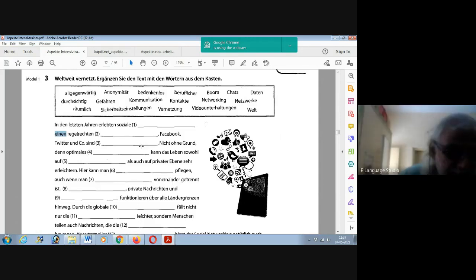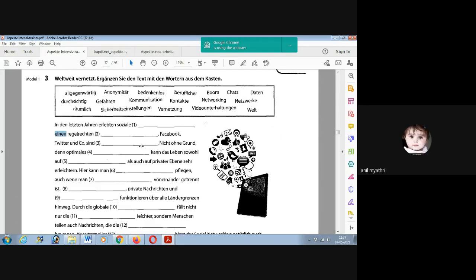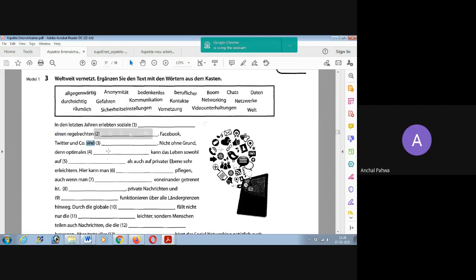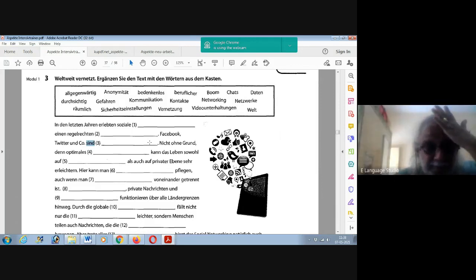Beruflicher. Nein. Twitter and Vernetzung. How will you put that? There's a sind here. Sind. Okay. And the sentence ends here. With a noun, you would need an article.